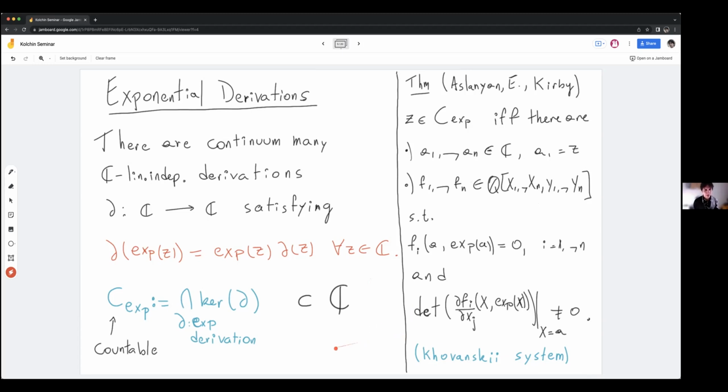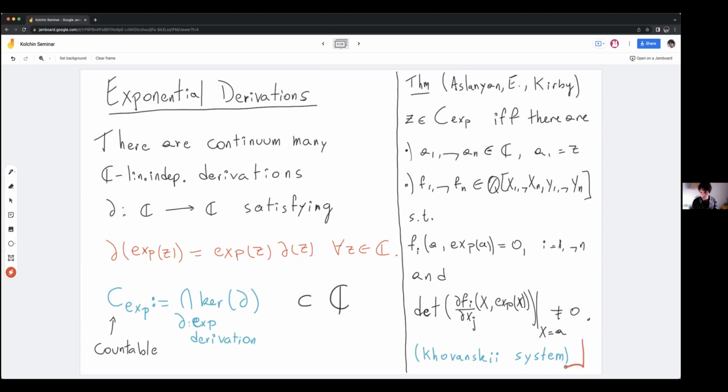Okay, cool. Now, like I said, the construction of these derivations is perhaps not super explicit, but I can give you a more algebraic description of this set, which I've written here in this theorem. So how do you know whether an element is in this weird set? What has to happen for an element to be here is that it has to be, in some sense, algebraic over the exponential function. And what that means is that you're able to find some complex numbers, the first one of which is the z that you're working with, and some polynomials with rational coefficients, so that when you evaluate these polynomials at this specific tuple, all these polynomials vanish, and the Jacobian of the corresponding system does not vanish at this point.